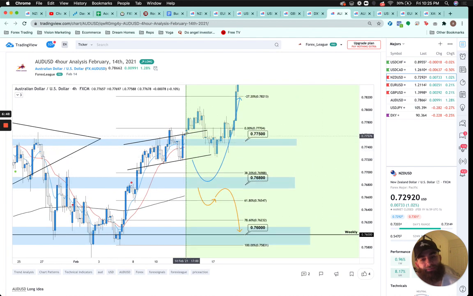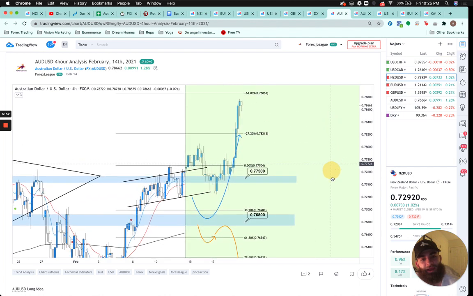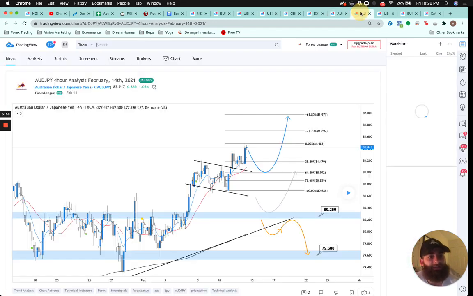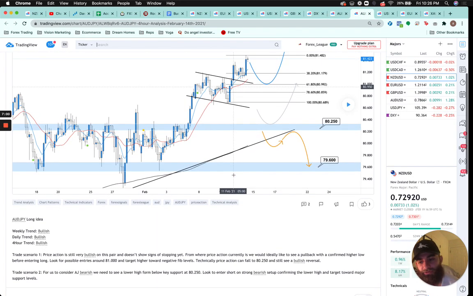And as you can see, we broke out of it to the upside, pulled back to the 77,500 level, and this thing went much higher. Ended up going about 120 pips to the upside. Definitely could have used this analysis to grab some profits last week. Let's start to wrap this up.